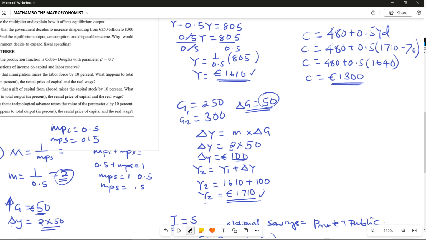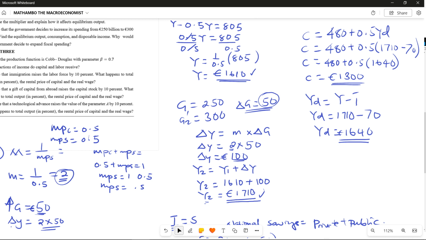And then the last part, disposable income, which is Yd. We know this is just Y minus T. So our Yd will be the 1710, our equilibrium income, minus taxes of 70. This gives me disposable income equal to 1640 euros, as our disposable income there.